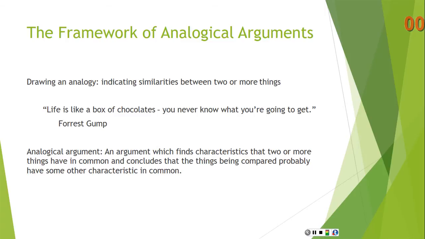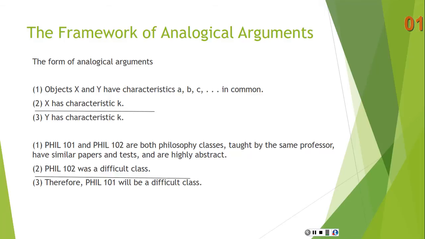Now, an analogical argument is an argument which finds characteristics that two or more things have in common and concludes that the things being compared probably have some other characteristic in common. So, you have two objects, two events, two things, whatever it is. You're comparing them, and you're saying, hey, look, they have all these characteristics in common. And you're concluding that those two things probably have some further characteristic in common. Let's look at some examples. First, though, we'll look at the form of analogical arguments.